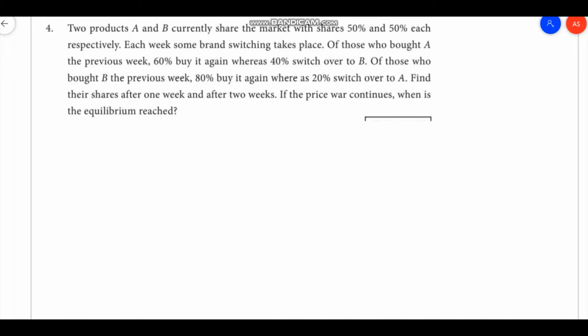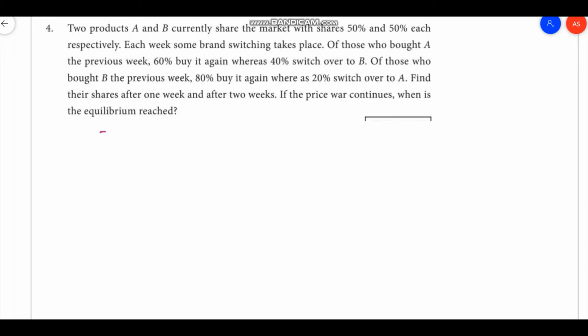Here, actually, there are three subdivisions in the problem. Find the shares after 1 week. That's your first part. Second part of the problem is after 2 weeks. And the last part of the problem is when is the equilibrium reached. So first, let us find the current market share.